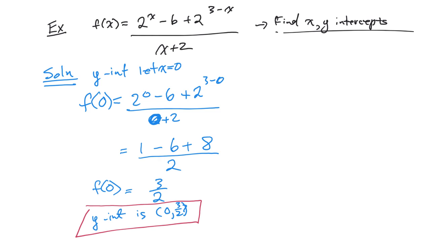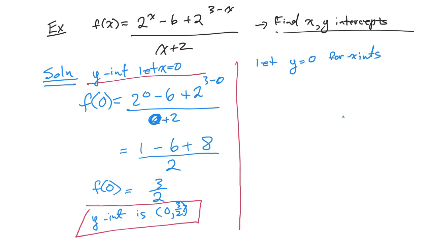Now we have to find the x-intercepts. For the x-intercepts, we let y equal 0. In doing so, you're going to get the following. 0 is equal to 2 to the x minus 6 plus 2 to the 3 minus x, all over x plus 2. Now, the only thing that makes this whole thing equal to 0 is literally the top half of our equation. So we can just ignore the bottom half. So we end up with this for our solution.